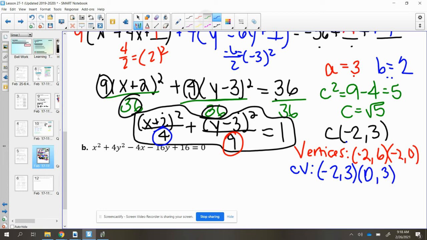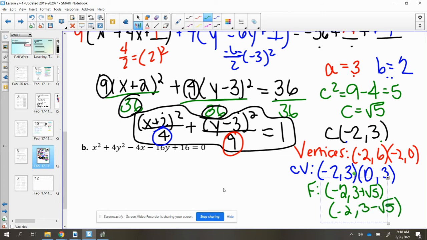And then last but not least, our foci are going to be to the right and left, or excuse me, up and down, since again we're vertical of this value here. So we would say we're going up square root 5 from 3, and we're going down square root 5 from 3.